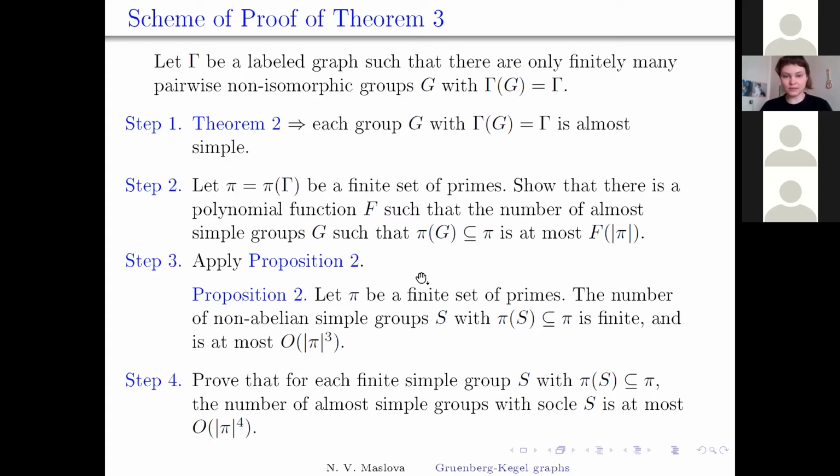Let us first of all apply our proposition 2. If pi is a finite set of primes, then the number of non-abelian simple groups S with the property that their prime spectra are contained in pi is finite and is at most O of the order of pi cubed. And then let us prove that for each finite simple group S with the property that its prime spectrum is contained in pi, the number of almost simple groups with socle S is at most O of the order of pi to the power 4.